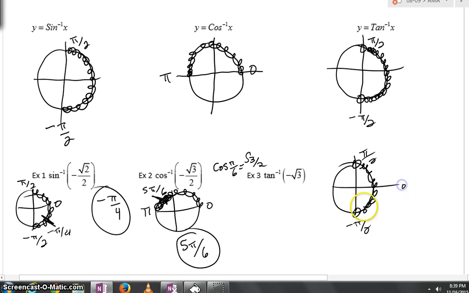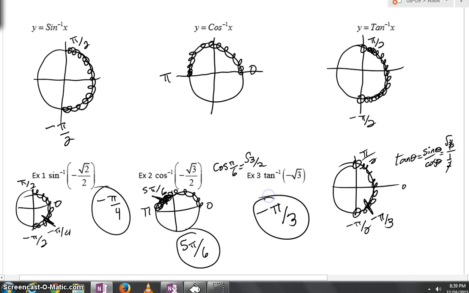Meaning once again we're in the fourth quadrant. Now, hopefully you know that tangent, of course, is sine over cosine. And to be able to arrive at a tangent value of radical 3, sine would have to be root 3 over 2, and cosine would have to be 1/2. The reference angle that will allow that to happen is going to be pi over 3. So, we will need a negative pi over 3 angle to have a tangent value of negative root 3.